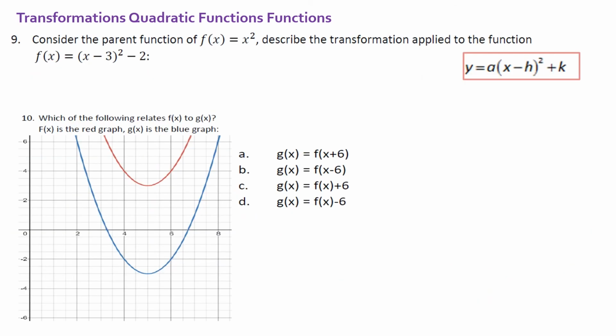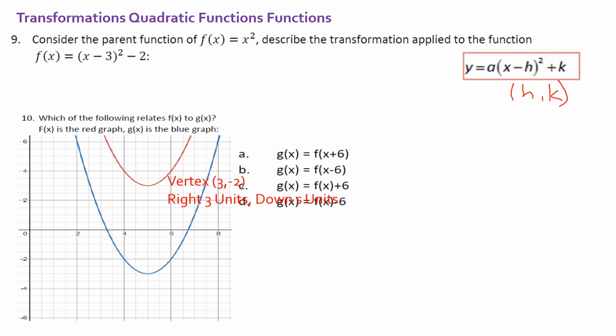Let's take a look at number 9. It says, consider the parent function f of x equal x squared. Describe the transformation applied to the function. I find it easier to just look at the vertex. That helps me to make sure that I'm doing a correct transformation with my horizontal transformation. And so I have the vertex form over here. So of course on a test, you would just have to know that this is in vertex form. So remember your vertex is HK.